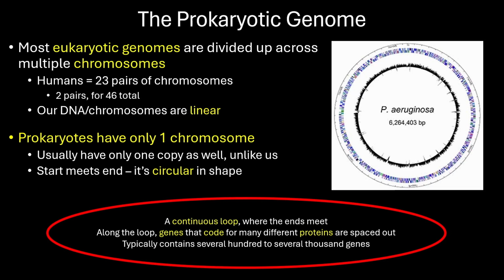Prokaryotes are very different, though, because they only have one chromosome. Usually, they only have one copy as well, unlike us, although there are examples where that can change. But that's a pretty major thing. They only have one chromosome. They also have this chromosome arranged in a specific way where it's a continuous loop. We call it circular as opposed to linear, because those ends of the rope are tied together. They meet at a central point. Okay, so there really is no start and end for these genomes.